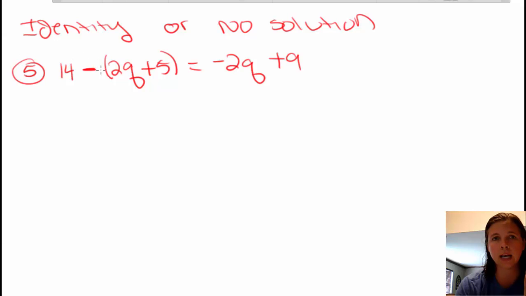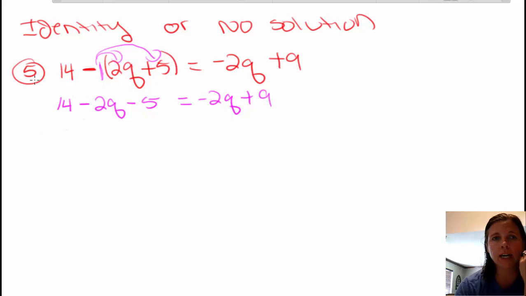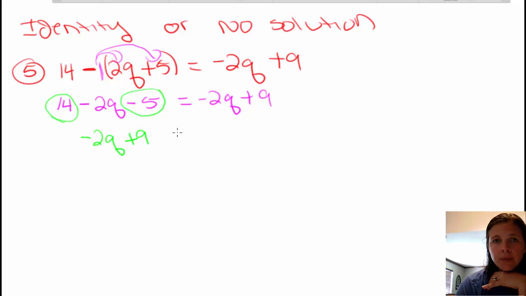Okay, and remember there's really a -1 right here. So that negative distributes through the parentheses, so you get 14 minus 2q minus 5 equals -2q plus 9. Now over here, this is what I was talking about earlier. If you have like terms on the same side of the equal sign, you combine them. You don't do the opposite unless you're moving it. So this just becomes 14 minus 5, so this becomes -2q plus 9. And this side over here is -2q plus 9.